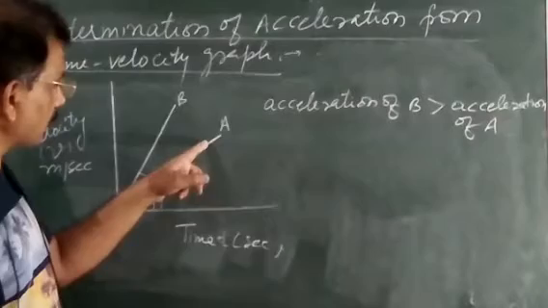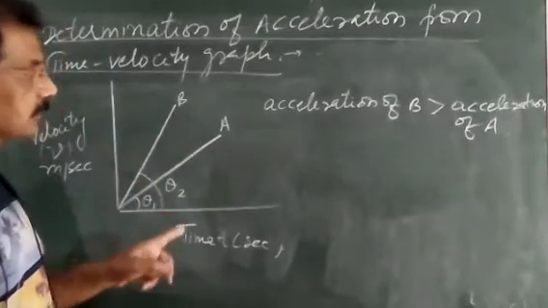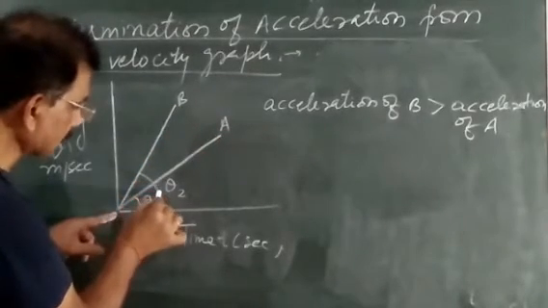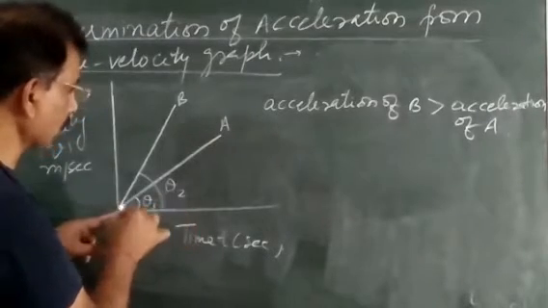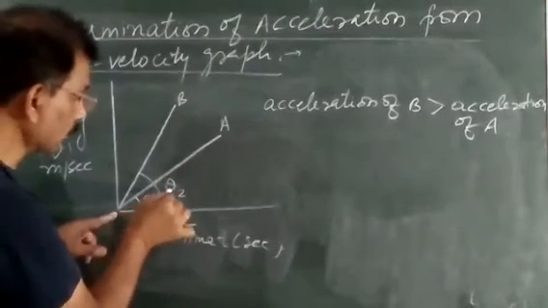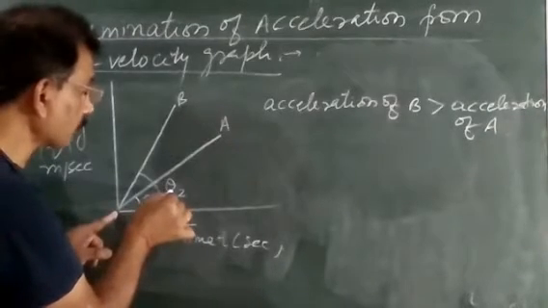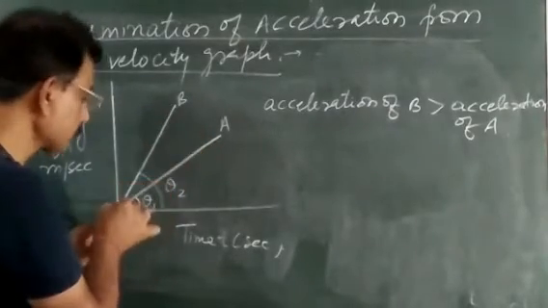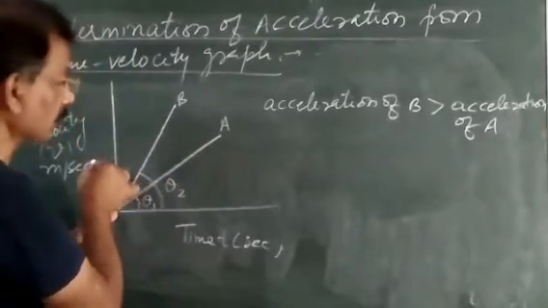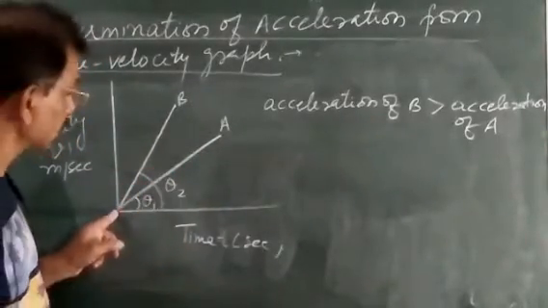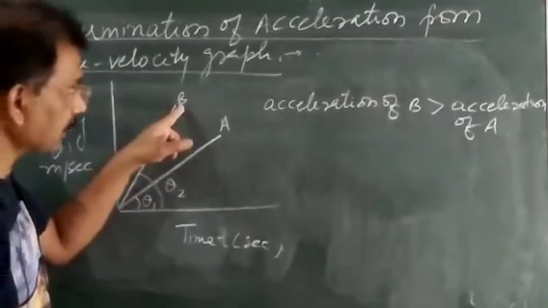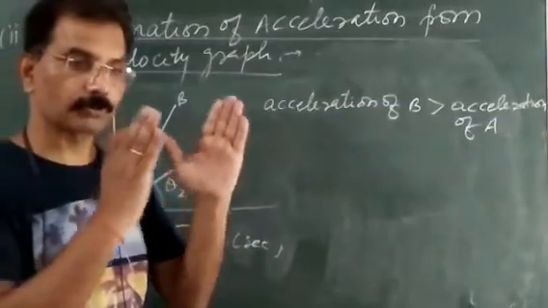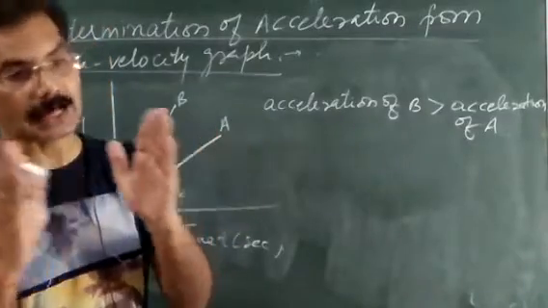So out of these two objects A and B whose velocity time graph is given, the slope of B, suppose, how much angle is it making with the x axis? Theta 2. And A is making how much? Theta 1. So theta 2 is greater than theta 1, which means the value of slope tan theta 2 will be greater than tan theta 1. This means the slope of B is greater than the slope of A. And the slope of the velocity time graph tells what? Acceleration. Therefore we can say that the acceleration of B is greater than the acceleration of A. So greater the slope of the velocity time graph, greater will be the acceleration of the object.